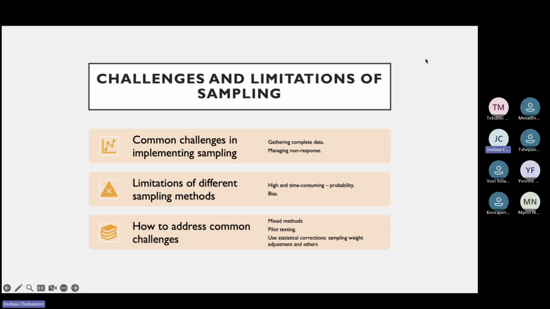That's one of the common challenges that many people are facing when it comes to engaging with your sample, in this case the participants of your study. And the limitations of different sampling methods: high cost and time consuming, and then probability and bias.